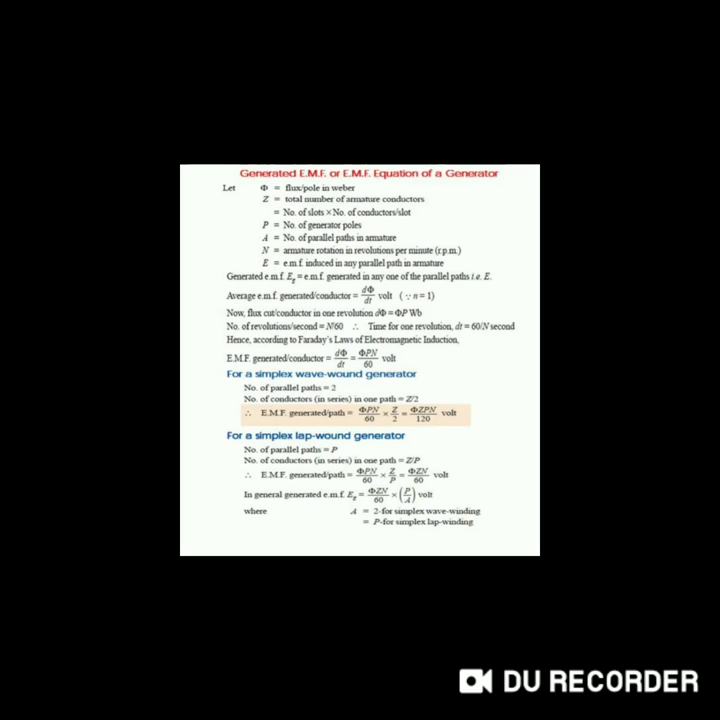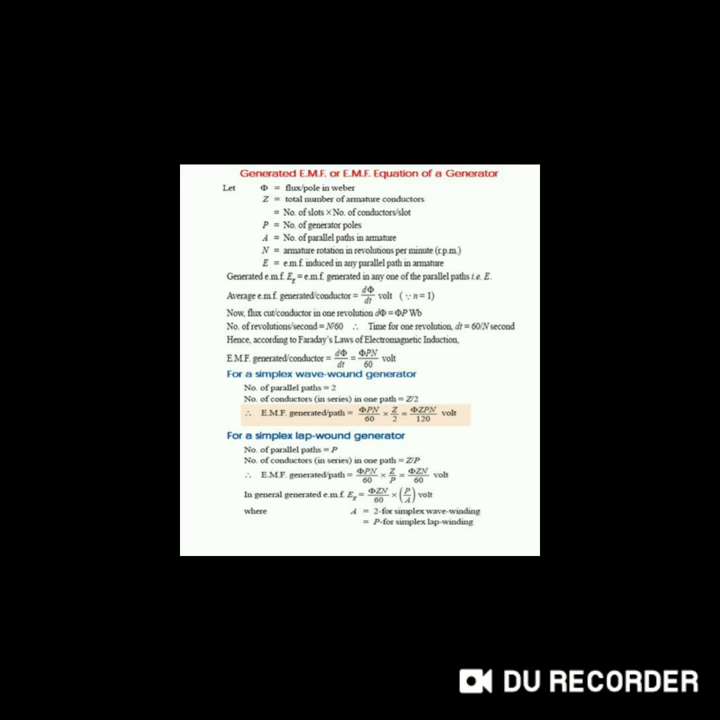Hello everyone. So today we'll discuss the EMF equation of a generator. You can see here some of the notations are given. These are very important. You should understand what you mean by phi, what you mean by Z, what you mean by P, what you mean by A, what you mean by N, and what you mean by E. Okay, so first we'll go with the phi.